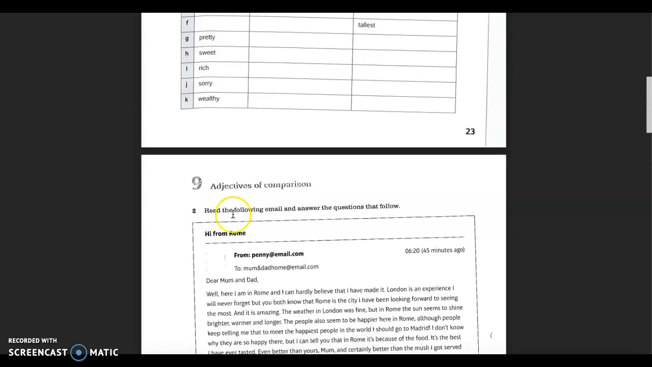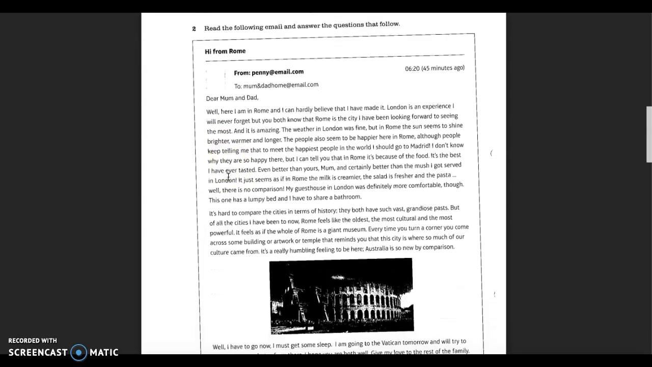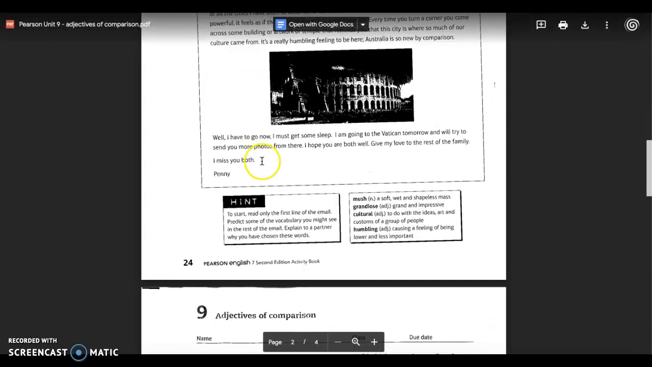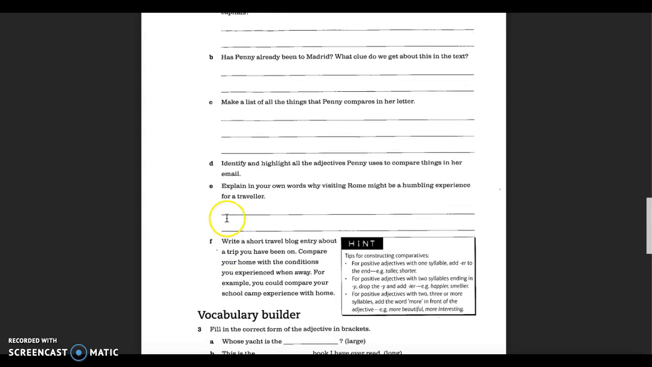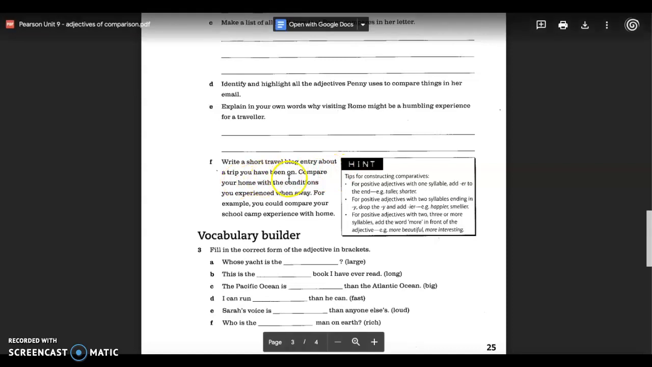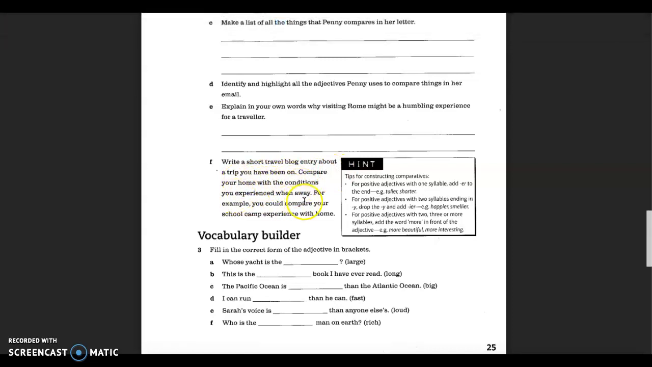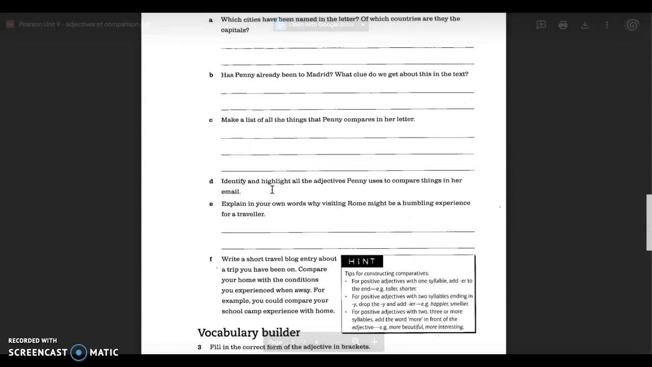Number 2, you need to read the following email and answer the questions that follow it. So basically, read through the email, answer the questions underneath. So A, B, C, D, E, answer those questions. F asks you to write a short travel blog entry about the trip that you've been on and to compare your home with the conditions you experienced on the way. You will notice adjectives, describing words. This links really well to our current unit on advertising. There are lots of adjectives and describing words used in advertising.